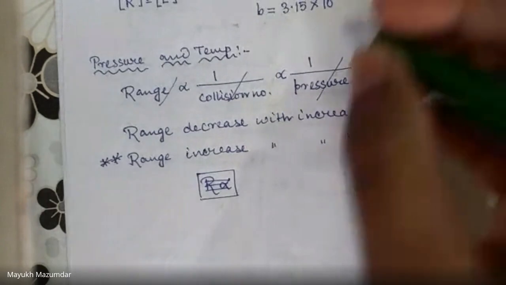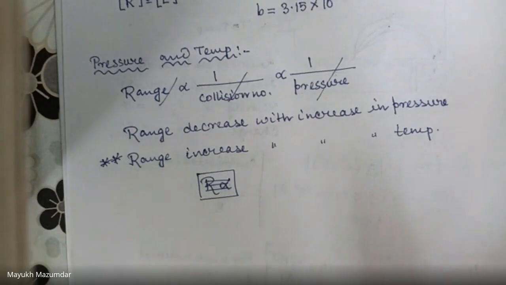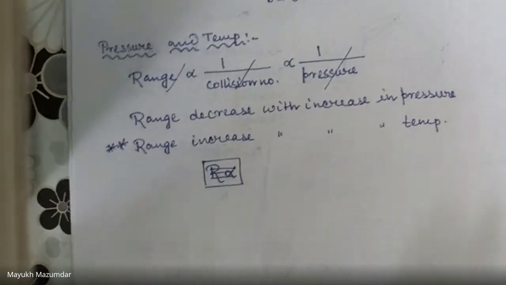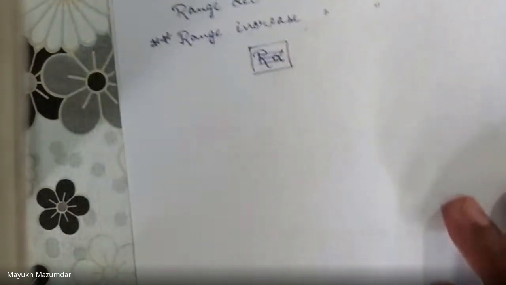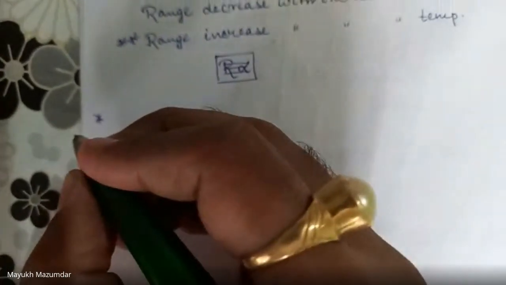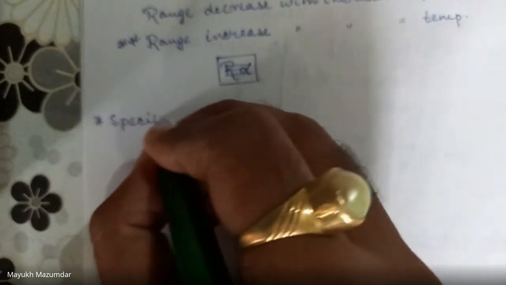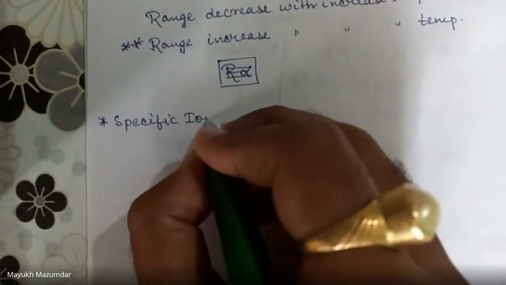So this formula given by Geiger, R equals A V cube or B E to the power 3/2, is an empirical formula based on experimental results. Now we can deduce this formula mathematically as well. Before that, we need to know one more thing, that is called specific ionization.